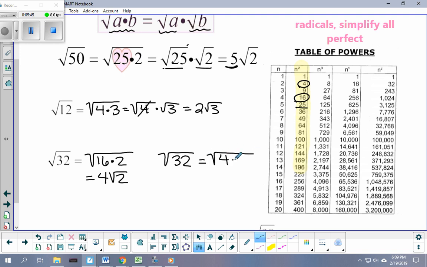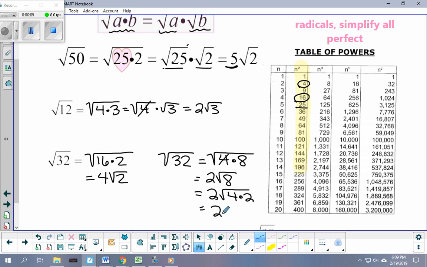Well, that would be 4 times 8, and then the square root of 4 is a 2, so we would write 2 times the square root of 8. However, you would not be done yet, because the square root of 8 has a factor of 4, so you would have to break that up again to 4 times 2.